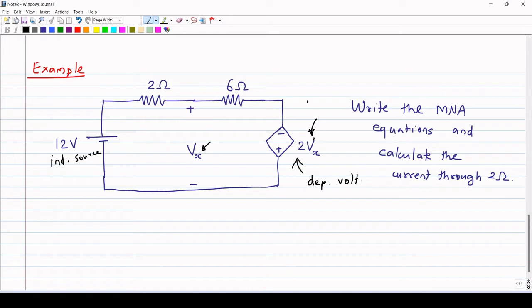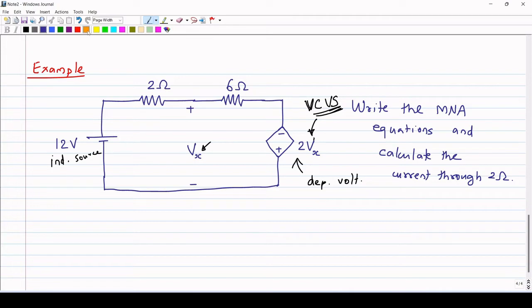So it is a voltage controlled voltage source. It is a voltage source and its magnitude is controlled by another voltage. In MNA analysis, the first step is identifying the number of nodes.